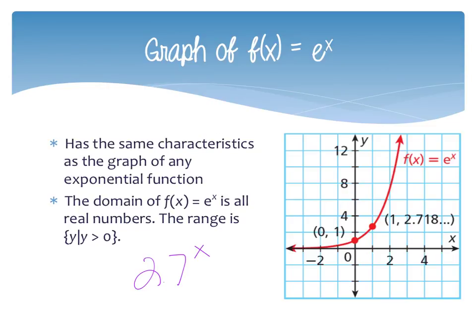The domain would be all real numbers because I can raise 2.7 to any exponent. And the range is going to be from y to positive infinity or greater than 0. I'm sorry, from 0 to positive infinity. Or y where y is greater than 0. If I were to graph e to the x, I would take a t-chart, plug in the values, plot my points, and you would see something just like this curve here, okay?